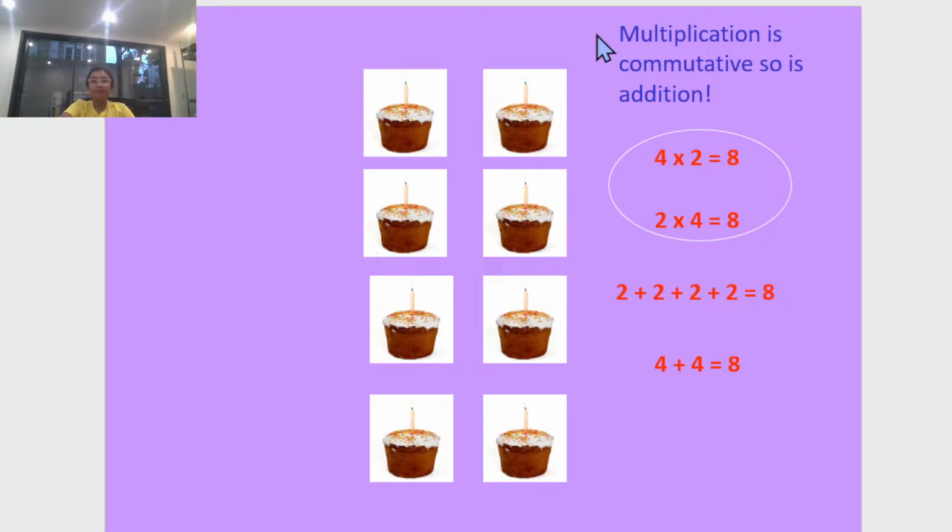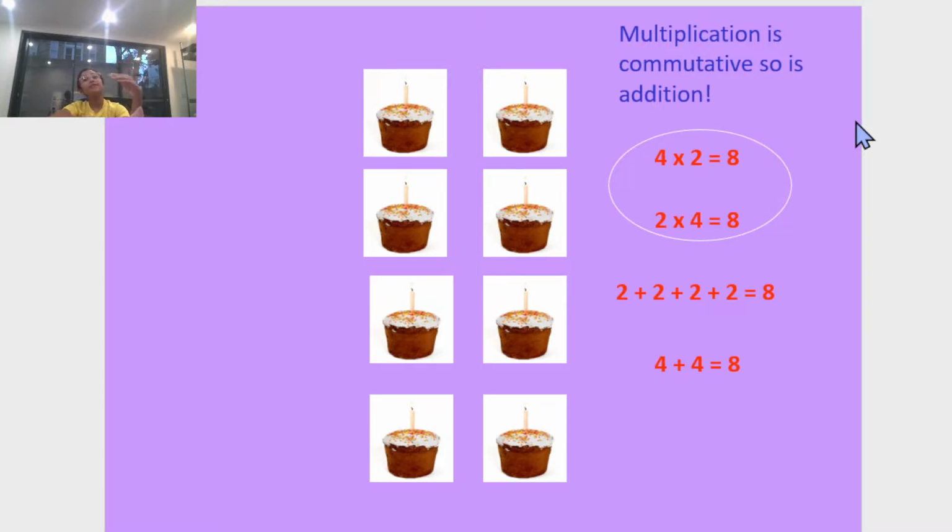Now I'm going to reveal the meaning of commutative to you. Commutative means you can place them any way. 4 times 2 is 8, and 2 times 4 is 8. You can swap them around any way, no matter what, only in multiplication and addition. But it will always give you the same answer. And how cool is that? That is why maths is my favorite subject.